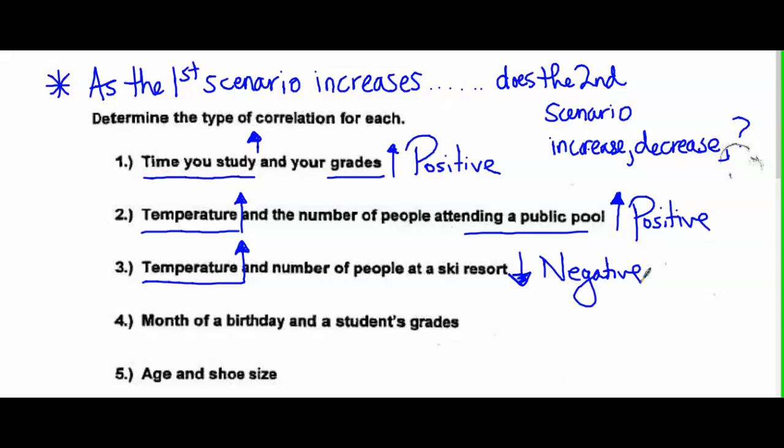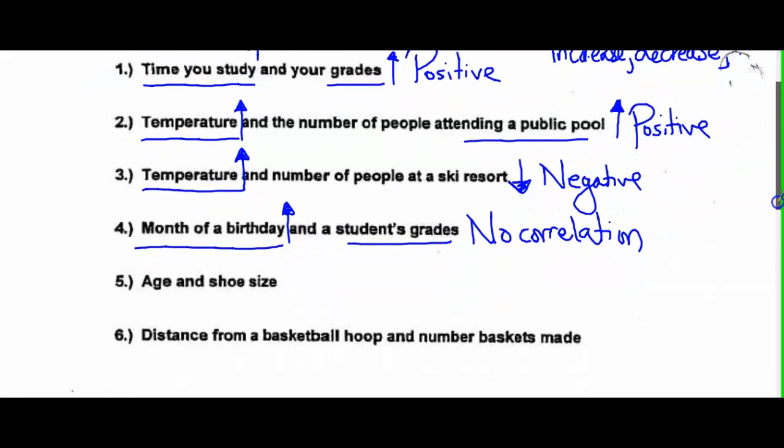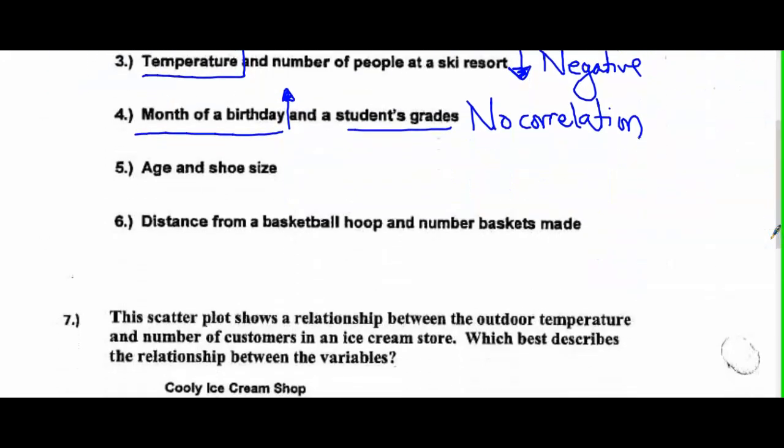Your age, no, this is month of your birthday. January, February. As the month increases, goes up, and the student's grades. Do your grades have anything to do with the month you were born in? No. So this is a no correlation. Next, it says age and shoe size. As your age gets older, from a baby till you get older, typically your shoe size increases, so this would be positive.